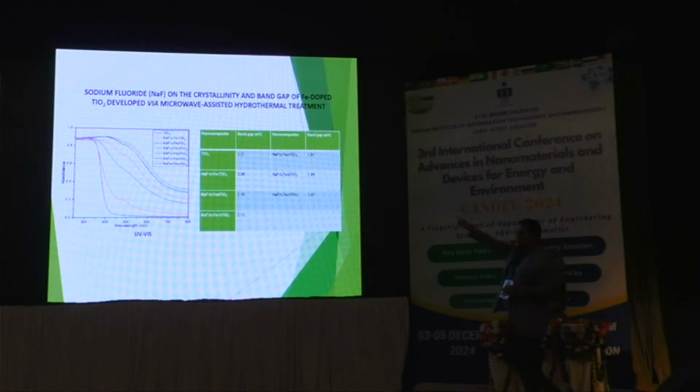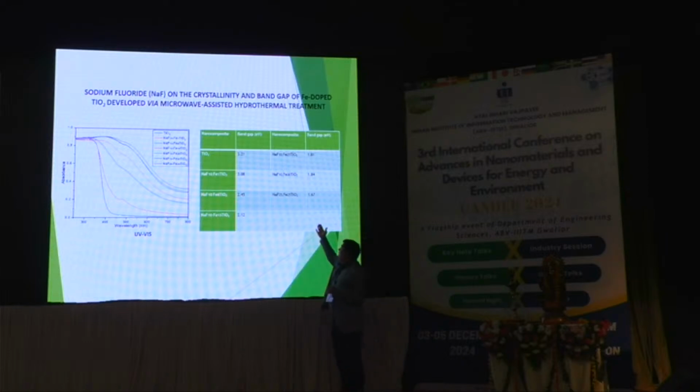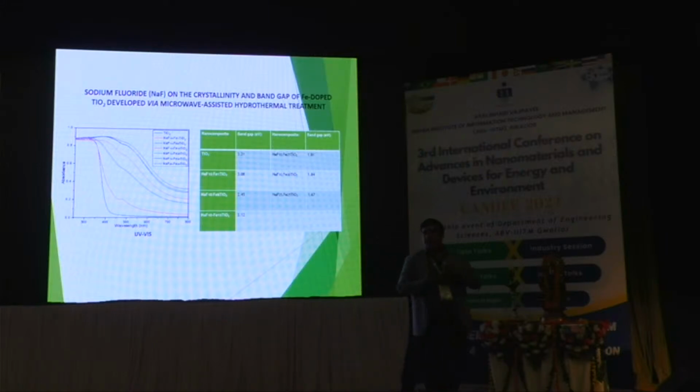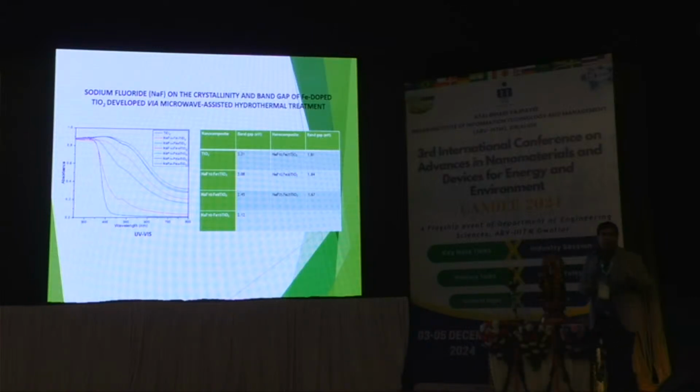So as I mentioned, the titania itself had 3.21, but when we try to play around, like kids play with play dough, you can see the band gap is almost half. It's like 1.67, and we need to reduce the band gap quite a lot so that we can maintain the synergistic effect, and obviously that will help in the degradation of the compound.